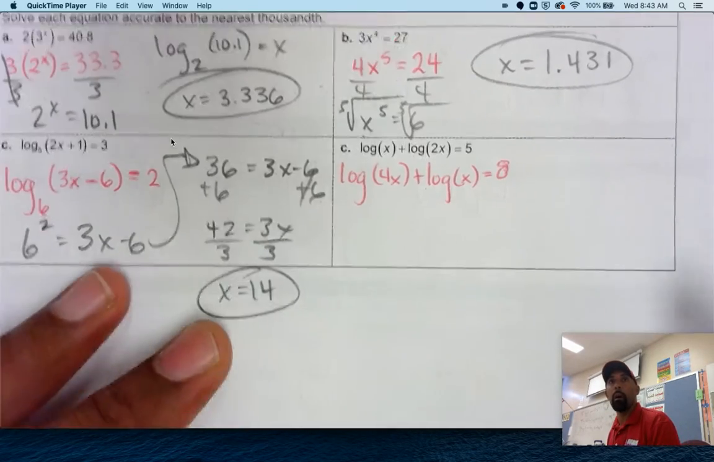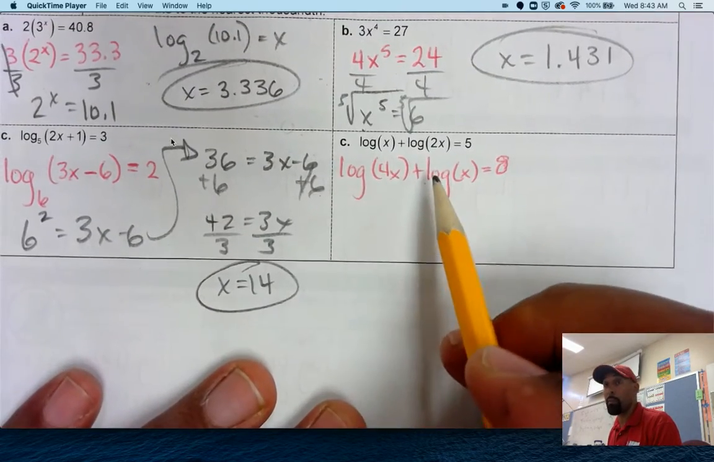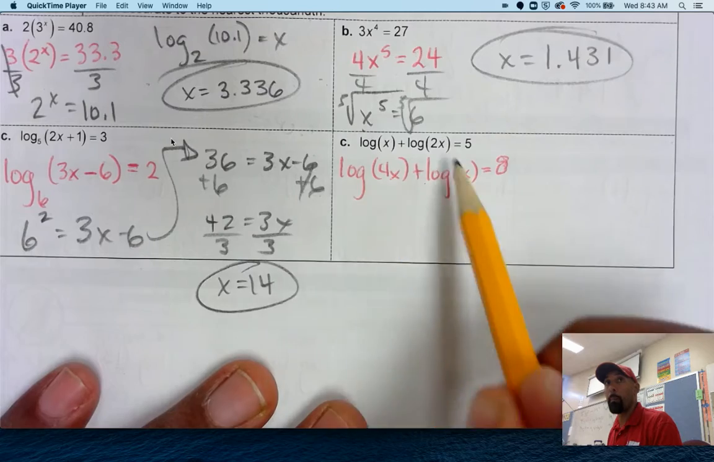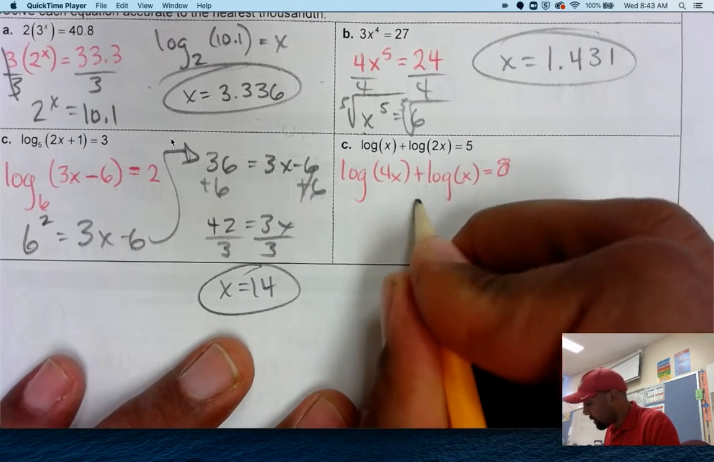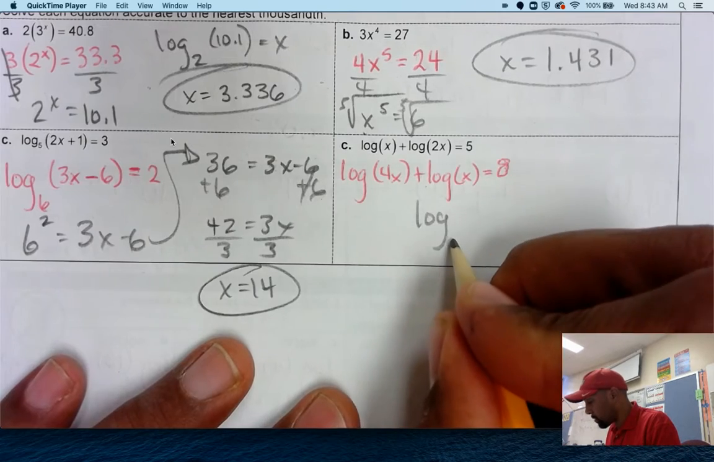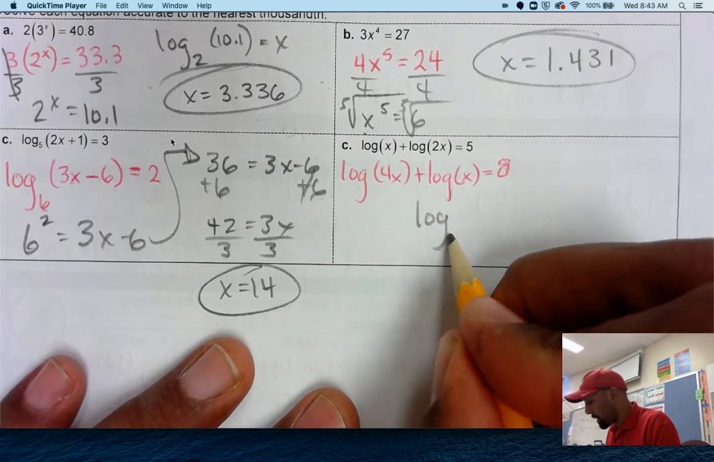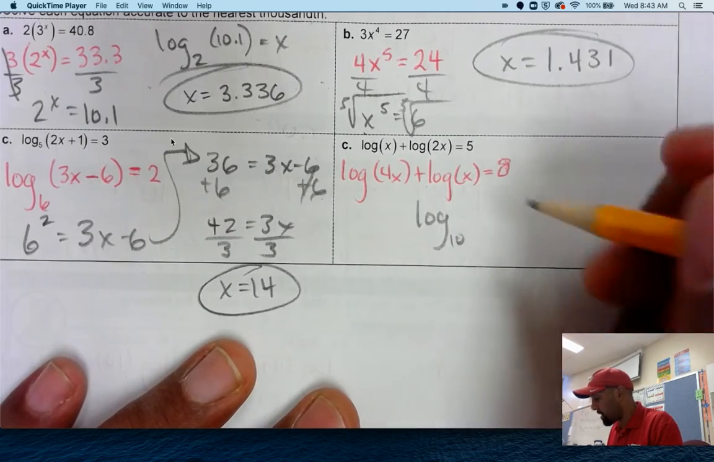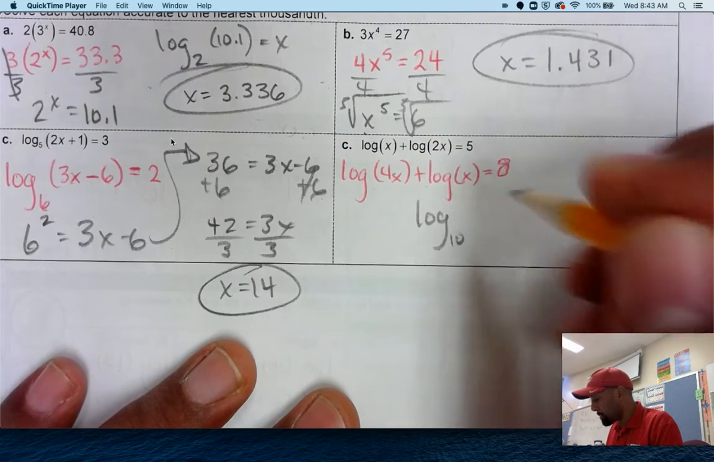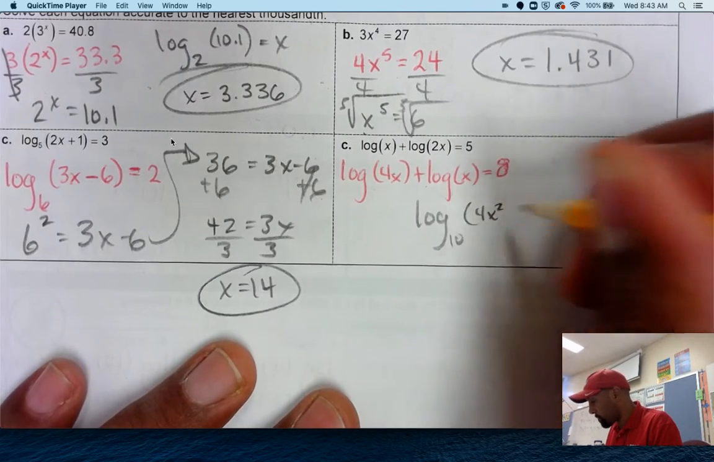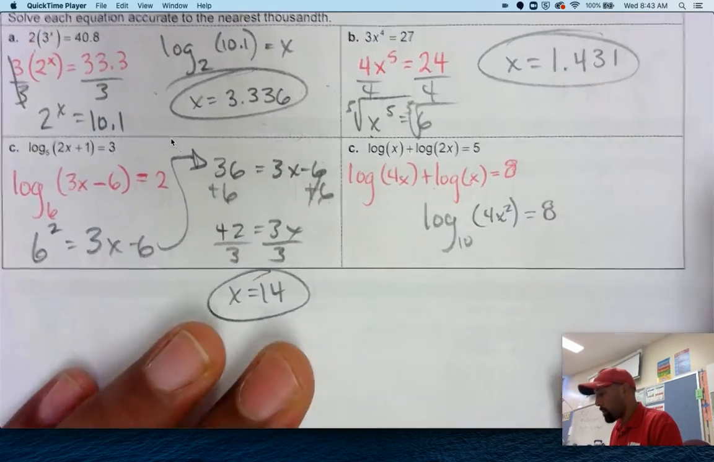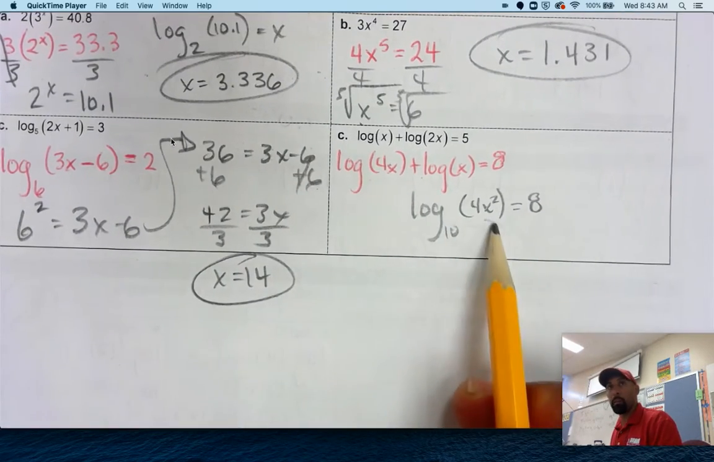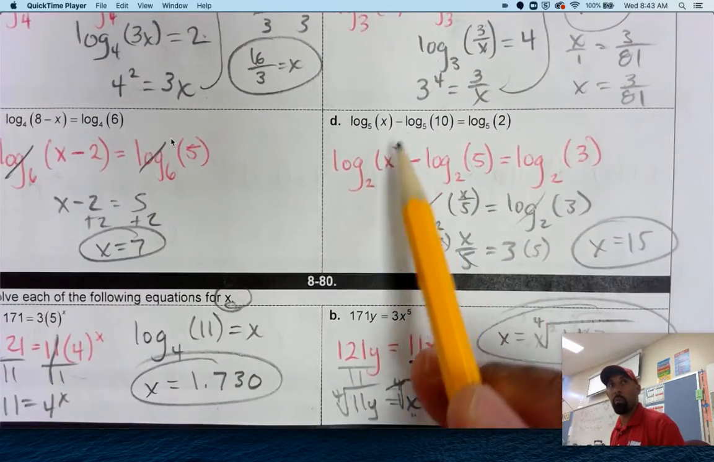Okay. All right, so now here, remember before, like I said, I want to combine these into one log. Since I have 2 logs on one side, and they're being added, and remember, it's automatically base 10 if nothing's written there, so I'm going to go ahead and write it in. And then it's going to be 4x times x, which is actually 4x squared, equals 8. Now, let me show you the difference between this problem, where I combined them here, and this problem, where I combined them here.